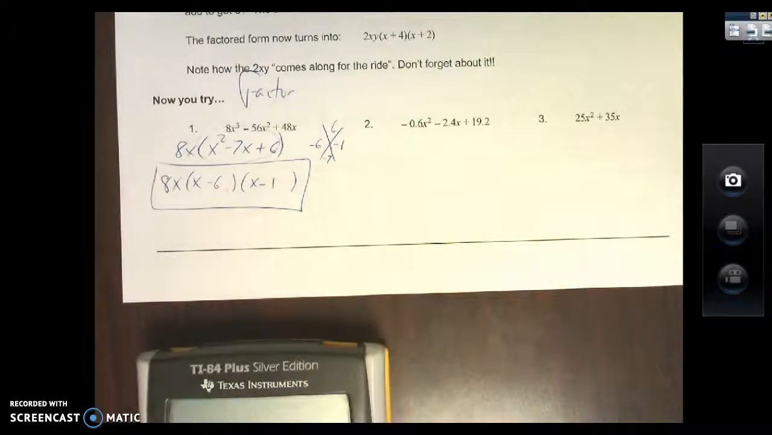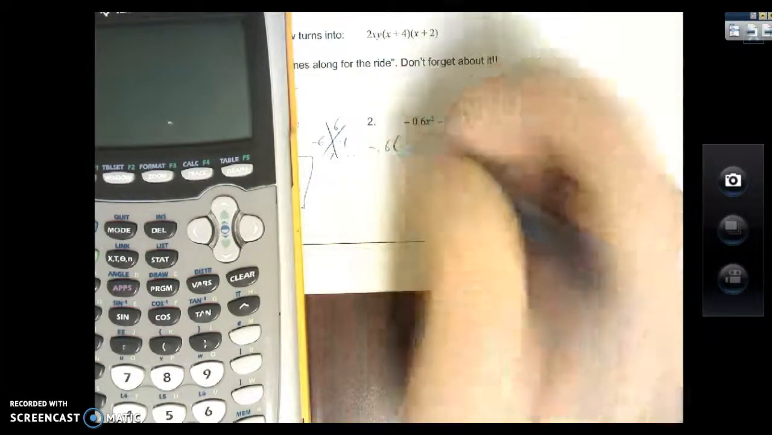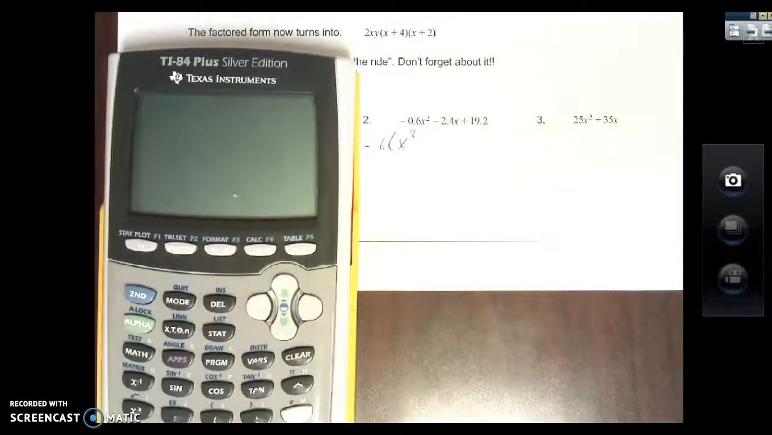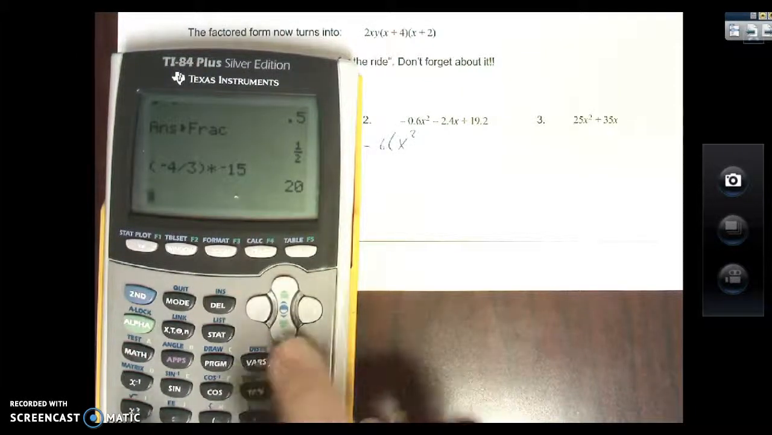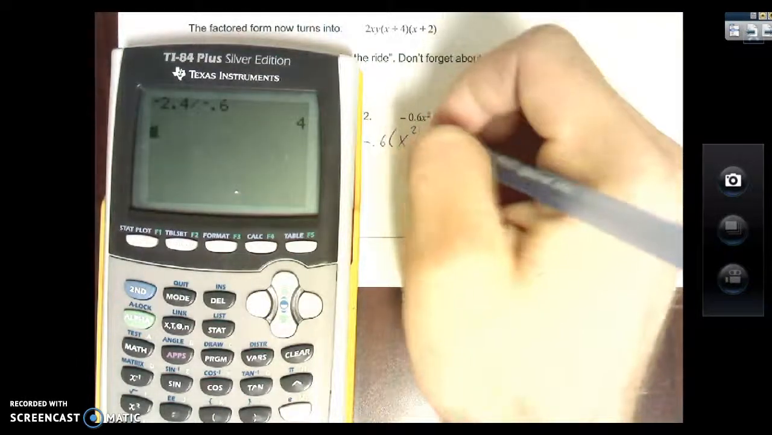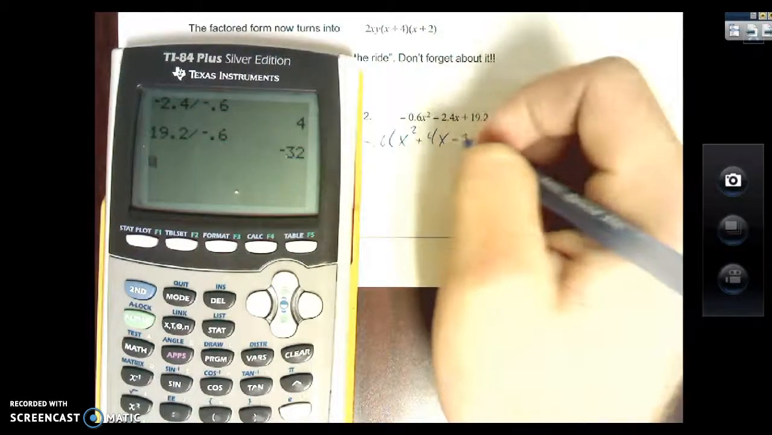See how hard number 2 is? So very, very difficult. I'm going to factor out that negative 0.6, leaving me with x squared. If I do, hopefully you guys can see this. I don't know why the glare is so bad. Negative 2.4 divided by negative 0.6, I get 4. Well, that's a nice number. And then 19.2 divided by negative 0.6 gives me negative 32. Huh, another nice number.